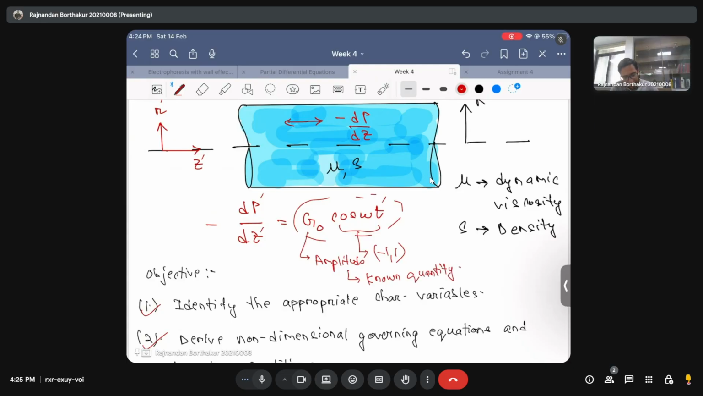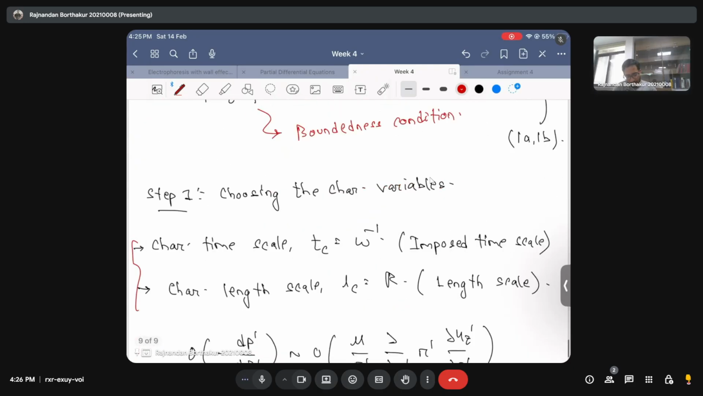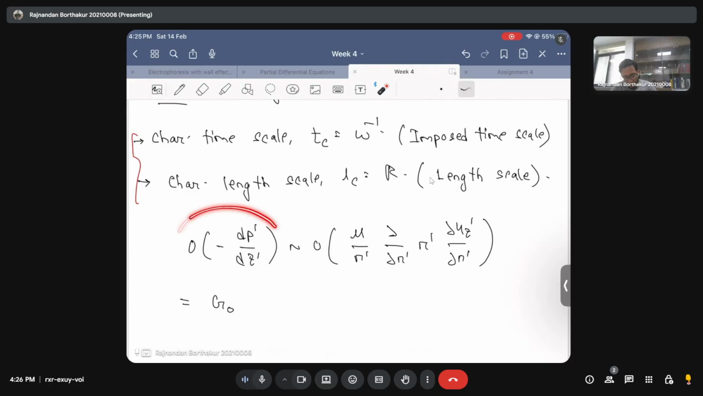Which means that it hints that we can get a velocity scale out of this known quantity, because I know that the velocity of the fluid is dictated by this amplitude g naught. Actually it is also dictated by the frequency, but whatever the value of omega, cos omega t is just going to be between -1 and 1, which means the order of magnitude of dp by dz, the pressure gradient, is dictated by its amplitude g naught. That's the reason why I say that the order of magnitude of minus dp by dz prime is just g naught.